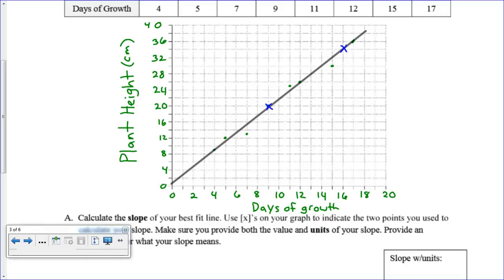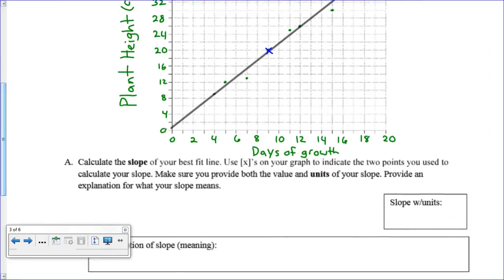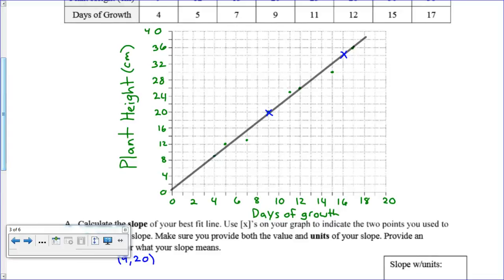What I've got here is I've got 9, 20 as one of my points, so I'll write that down, 9, 20. All right, and then as my other point that I've got there, that looks like it is 16, 34.